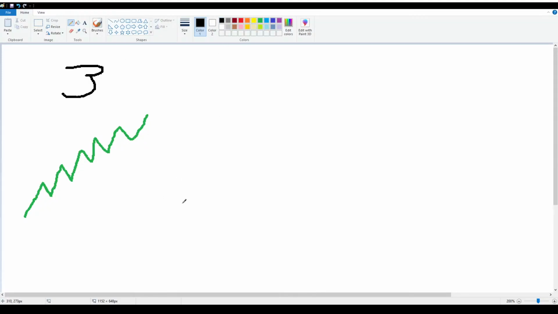So this first instance, we call that an uptrend when the market is making a series of higher highs and higher low points, okay? The market is moving higher, okay?